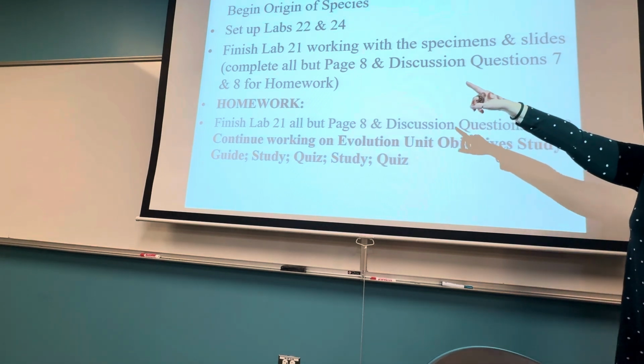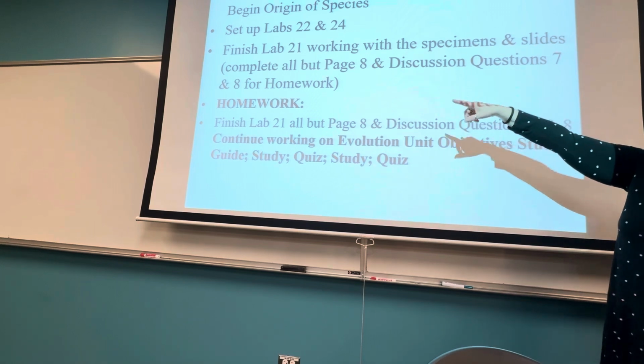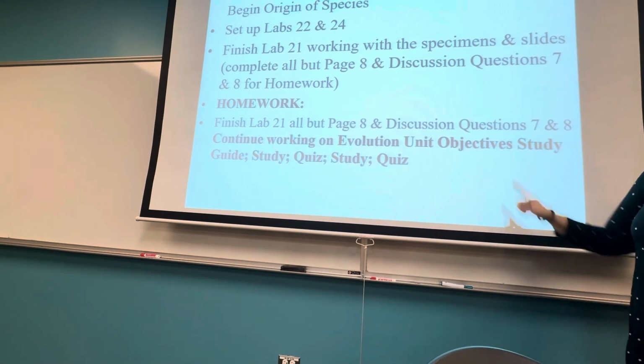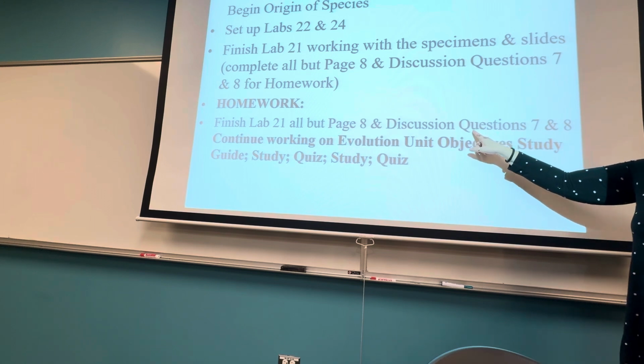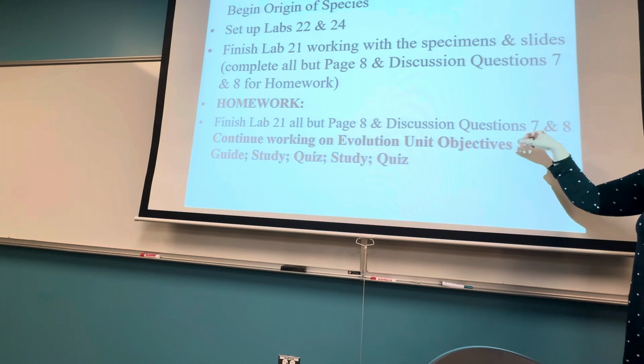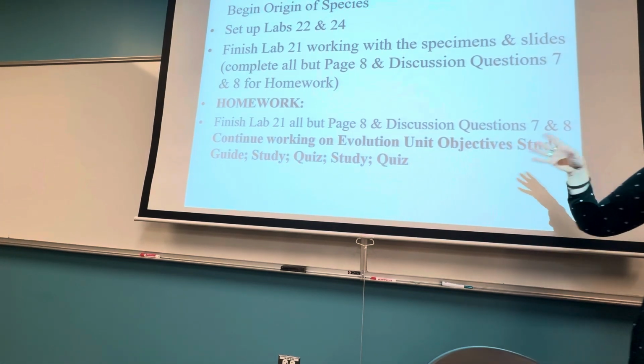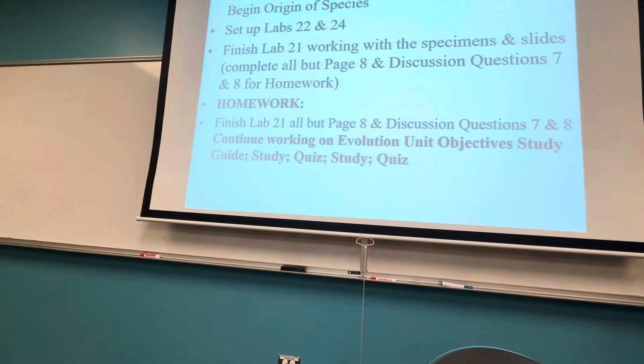We're going to finish lab 21 except for page 8 and the discussion questions 7 and 8. So for homework, I want you to finish up lab 21 again with exception of page 8 and discussion questions 7 and 8. Your other homework is to continue working on your study guide objectives for evolution. Write them out, go over them, begin quizzing yourself. Review, quiz, review, quiz.